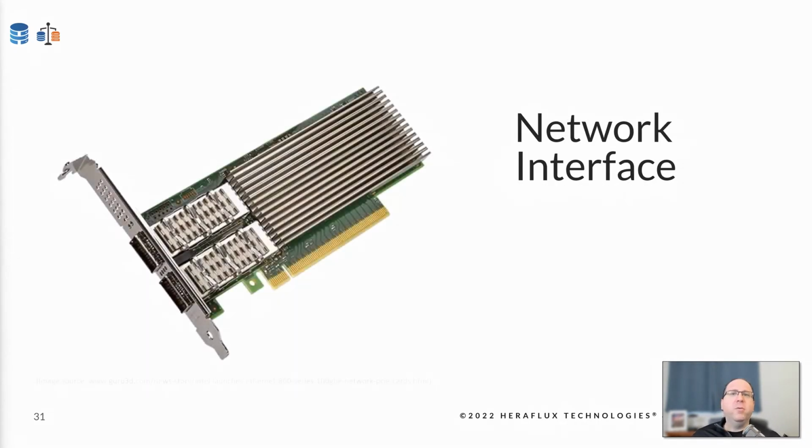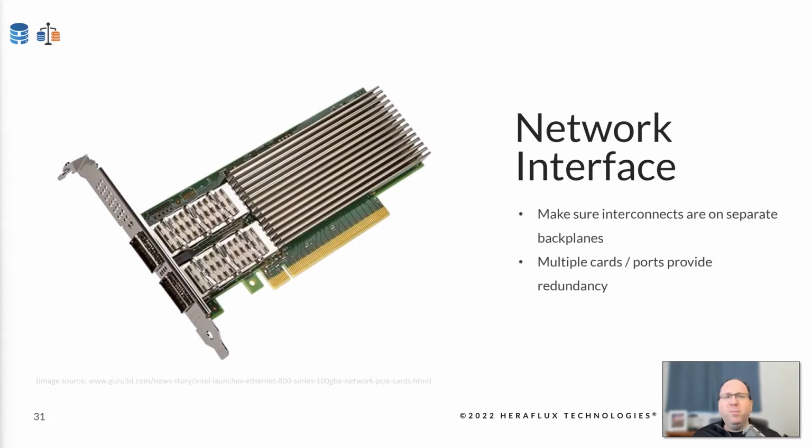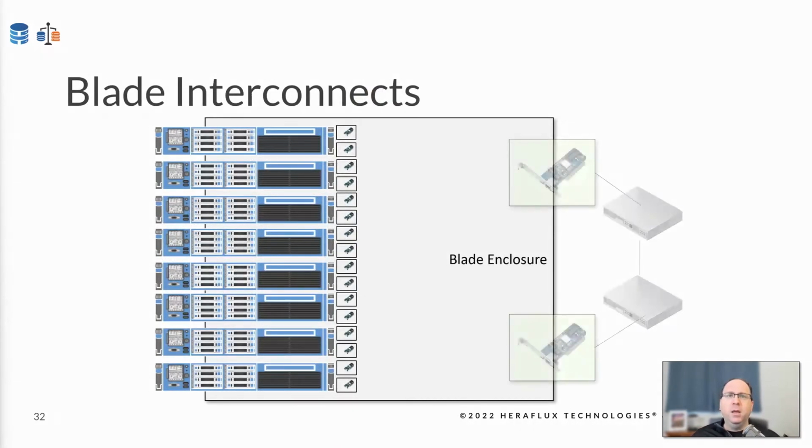Now, if you're running network adapters, same kind of thing. Make sure the interconnects are on separate backplanes, multiple cards, multiple ports. Depending on your budget, you may be looking at things like RDMA or RDMA over Converged Ethernet called RoCE. You really should enable a lot of this stuff if you have it available to you. That latency round trip on the network could actually become the primary bottleneck to storage performance if you've got really good storage.